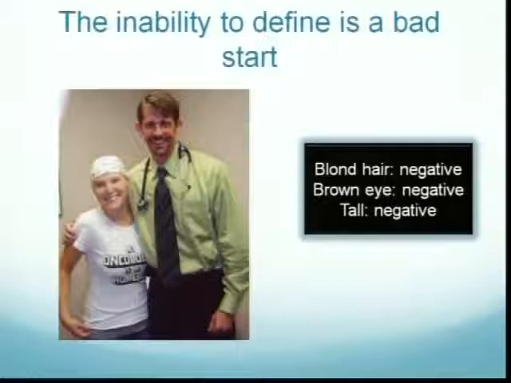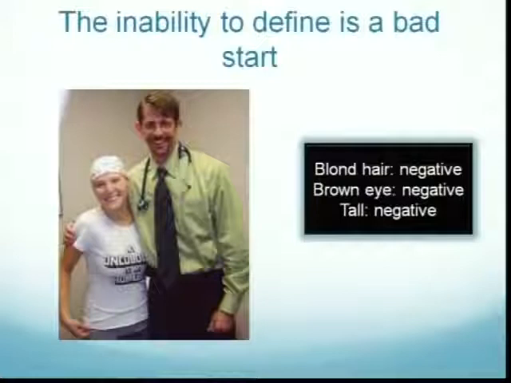But anyway, if we look at Sarah and we try to describe her, we can call her blonde hair negative, brown eye negative, and tall negative. But you've not learned anything about Sarah. You've just learned what she's not. And that's essentially how triple negative cancer is defined today. We define the cancer by what it's not, ER, PR, HER2 negative, not by what it is.